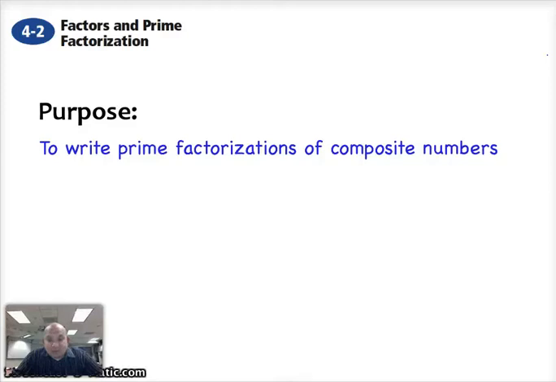Hi class, today's lesson is lesson 4-2. It's on factors and prime factorization. Please write down the purpose for today. Purpose is to write prime factorizations of composite numbers.